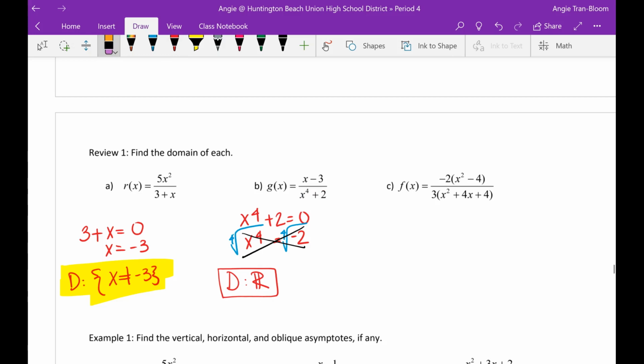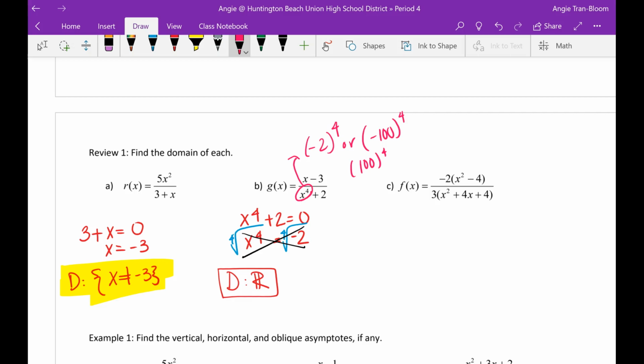And if you think about it, it's sort of logical because this is x to the fourth. Any number you plug in, whether it's positive or negative, I can pick a negative number here, or I can pick a positive number. When you're raising it to the fourth power, whether it's negative or positive, the outcome will always be positive. And if it's already positive and you're adding it to 2, then that's an even bigger positive. So that's why the denominator can never be 0.